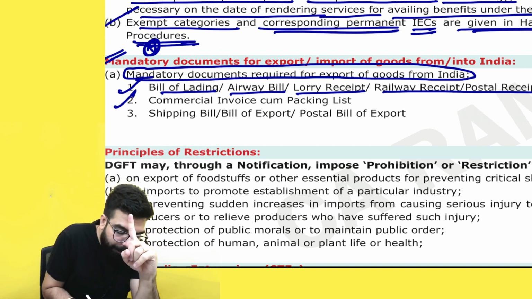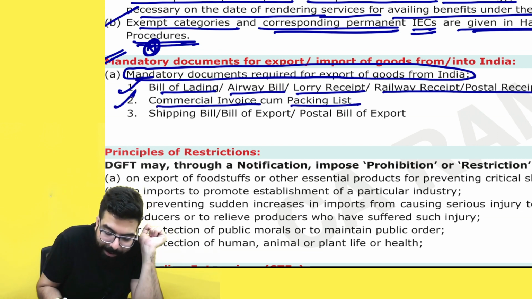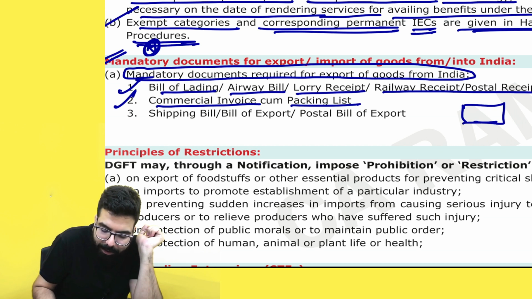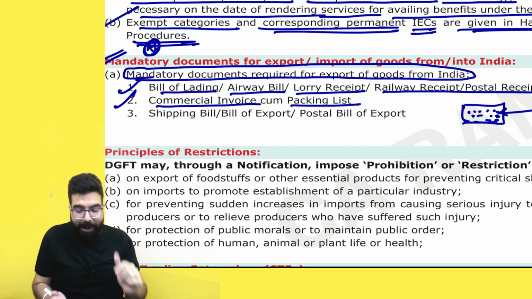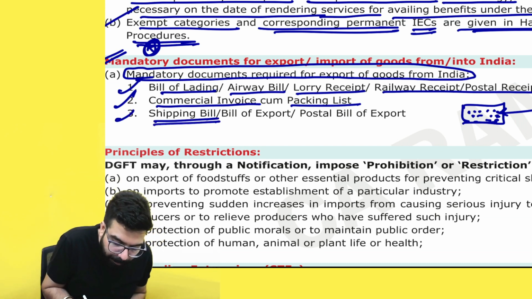Number 2, you should have the invoice cum packing list. What is a packing list? Packing list is nothing other than, in this container that I am exporting, the items which are packed in this container are known as a packing list. And the third thing, shipping bill or bill of export.